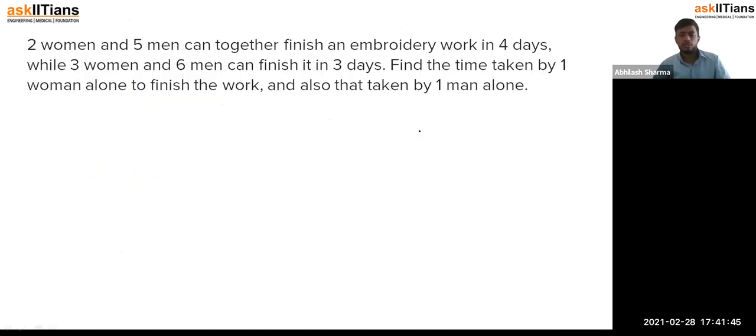Now let us have a look at this. Another very good question. Oftentimes students get confused in these kinds of questions where work and time are involved. So let's have a look at this question properly. We'll try to understand. 2 women and 5 men can together finish an embroidery work in 4 days, while 3 women, 6 men can finish it in 3 days. Find the time taken by 1 woman alone to finish the work, and also that taken by 1 man alone. Very, very good question, no doubt about that.